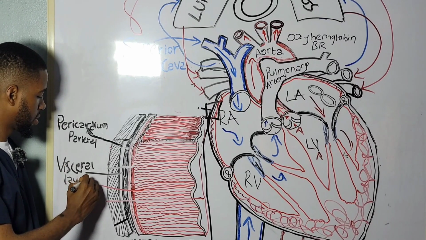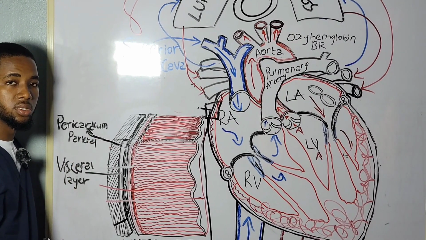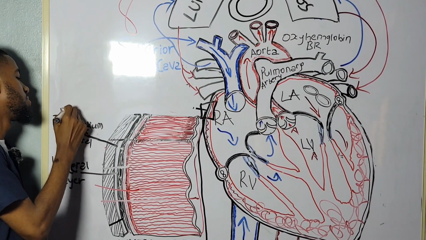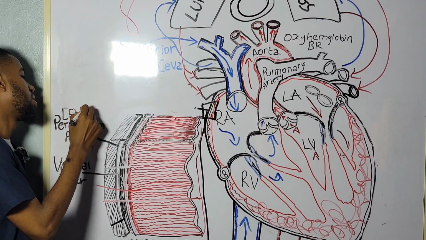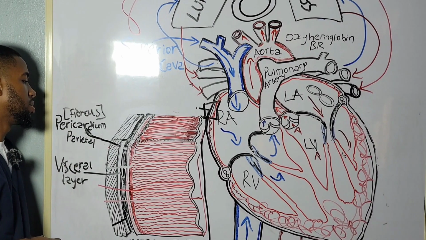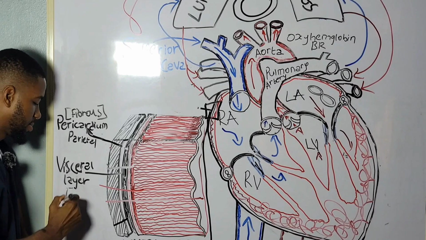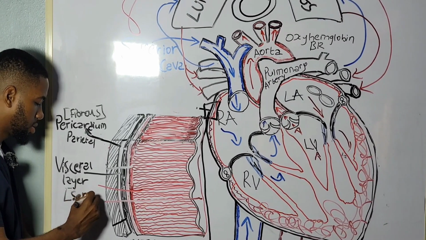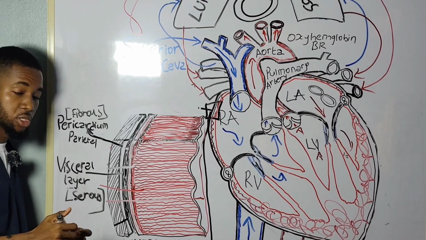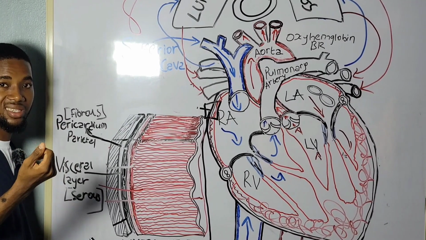The visceral layer. If the parietal layer of the pericardium is fibrous in nature, take note. The parietal layer of the pericardium is fibrous in nature. The visceral layer of the pericardium is serous in nature. It is not tough. In fact, it is smooth. Not just smooth, it's slimy.